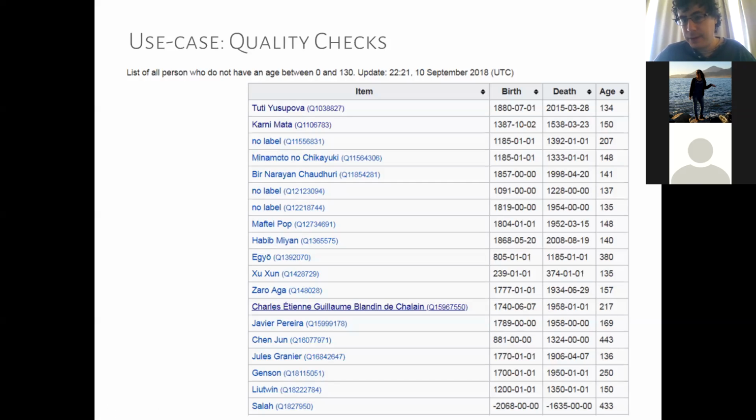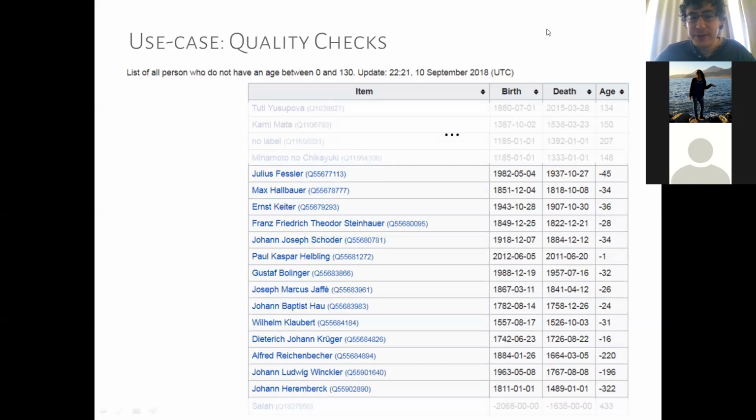These could be valid cases, but it's probably more difficult to explain the people who have a negative age. Okay, so the people who died before they were born. So these are probably definitely cases that need to be revised.